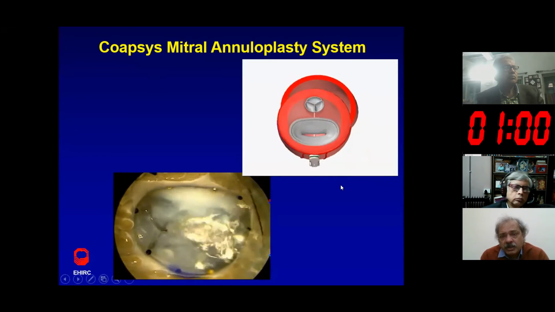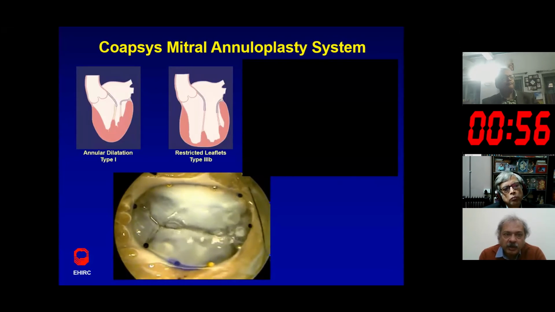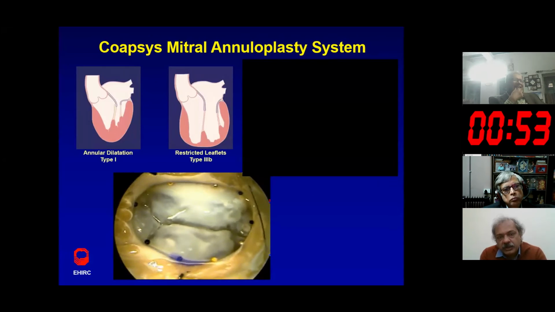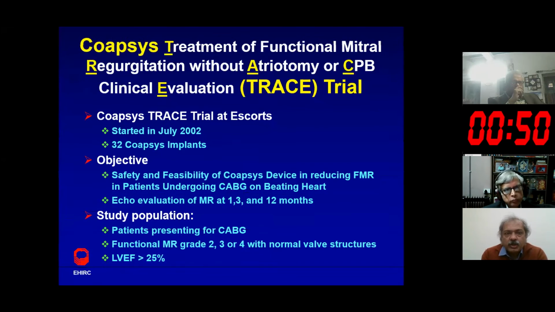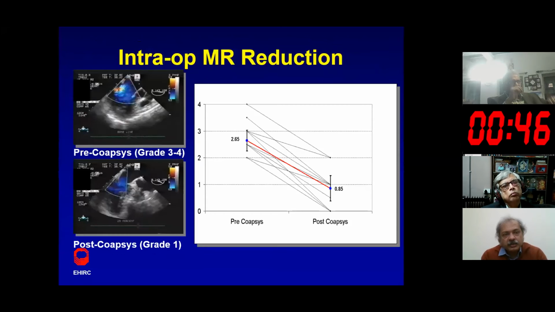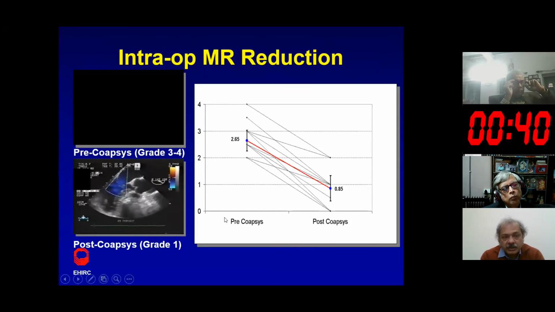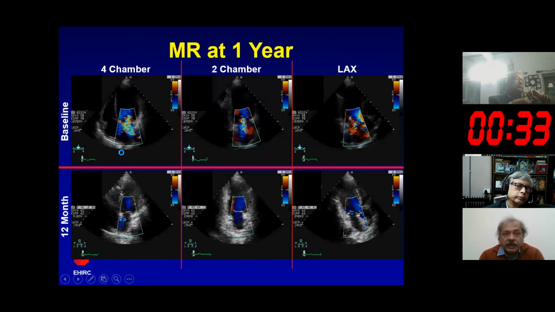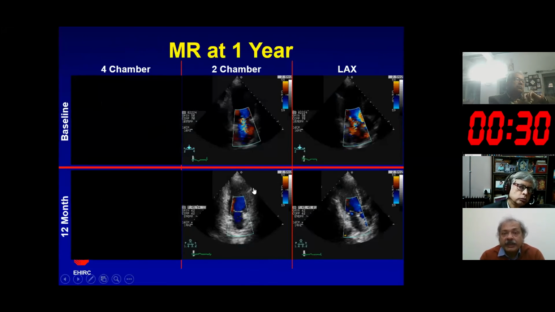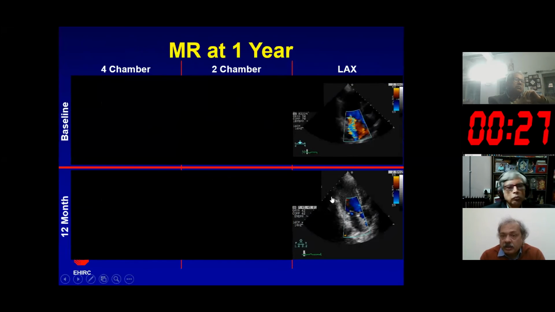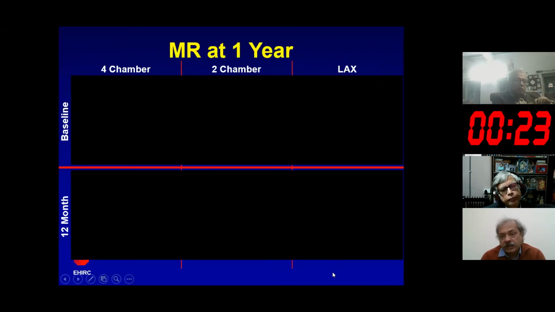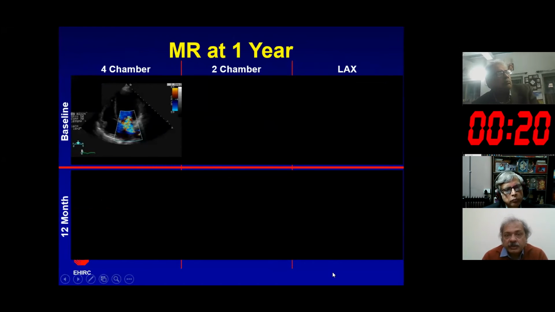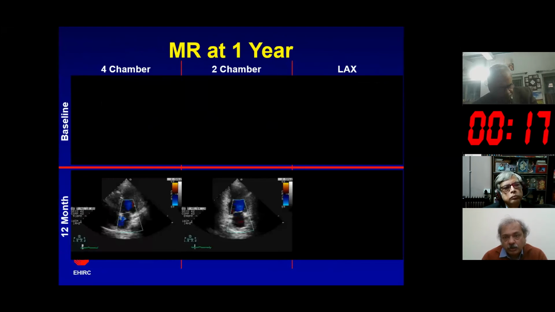So this was the Coapsys device which we also participated in, and we did it in annular dilatation with LV dysfunction or restricted leaflet mobility. And this was the TRACE trial. If you look at it, the results were very dramatic. This is pre-Coapsys and this is post-Coapsys, where there is hardly any mitral regurgitation. The leakage improved significantly, and not only that, it continued to reduce for the next 1 year. But what happened? The survival pattern was no different as against the conservative ones. And this was something which kind of upset the whole system, and we were forced to relook at it.